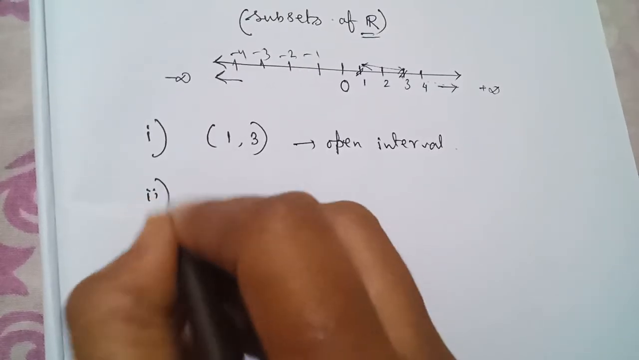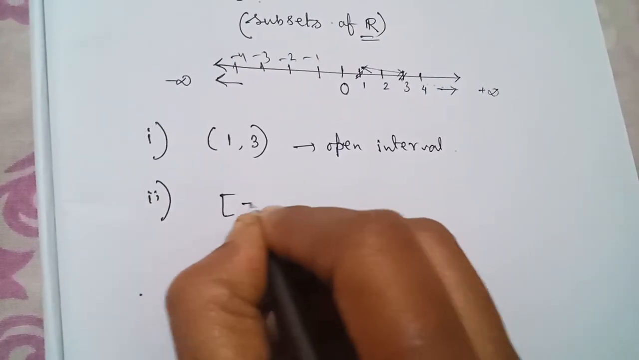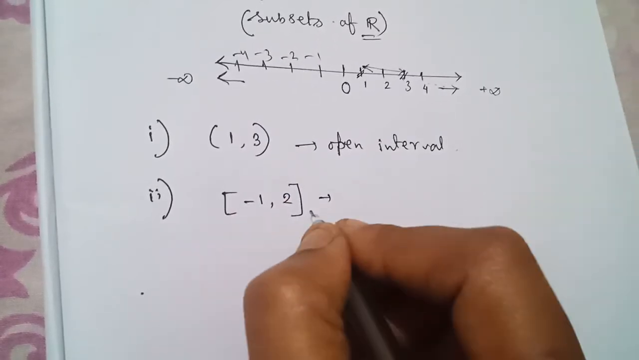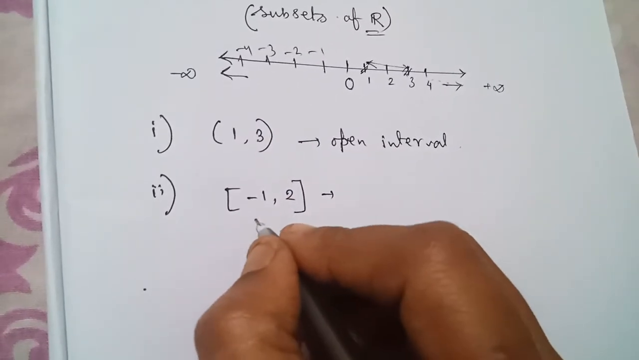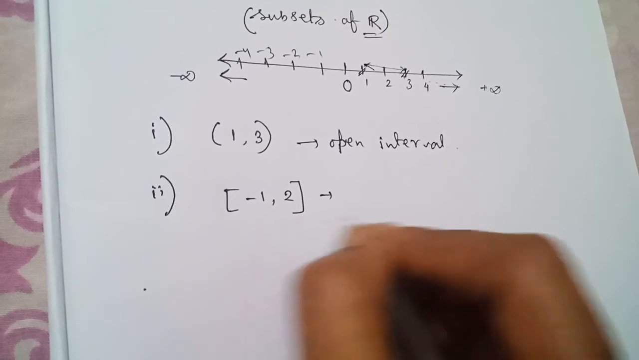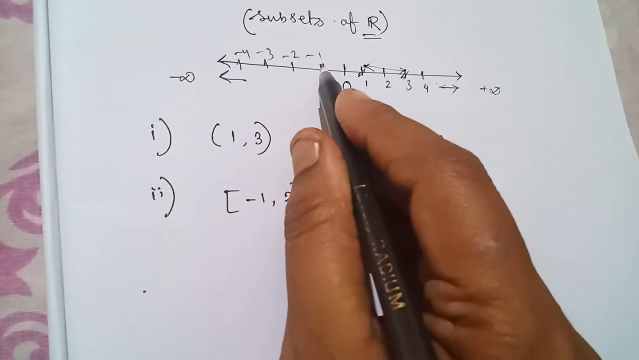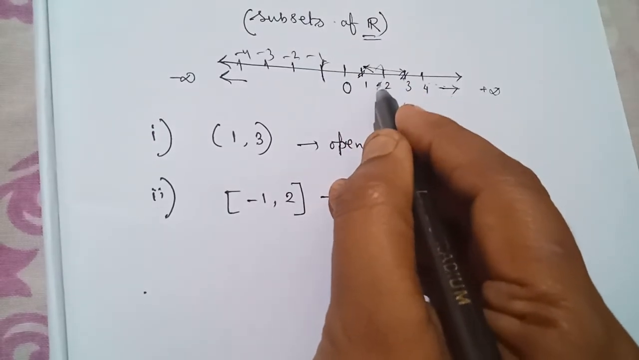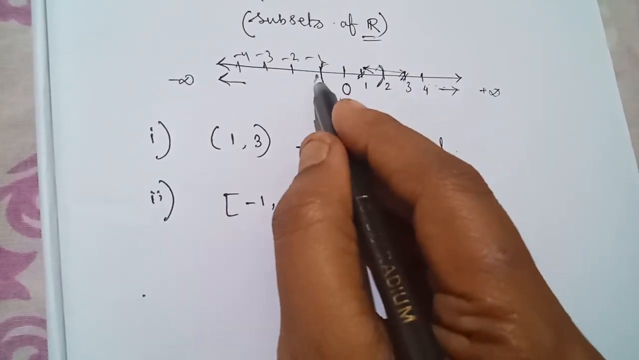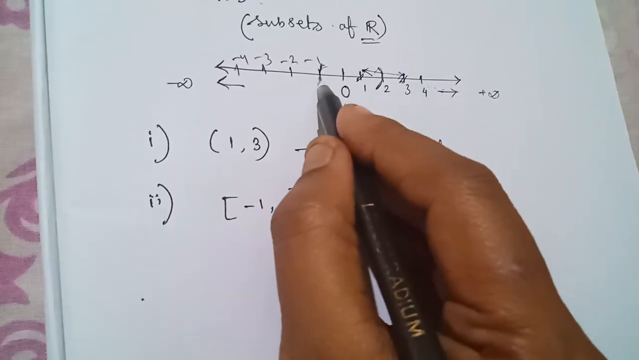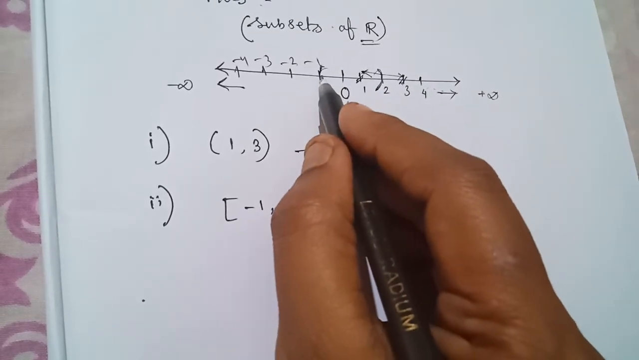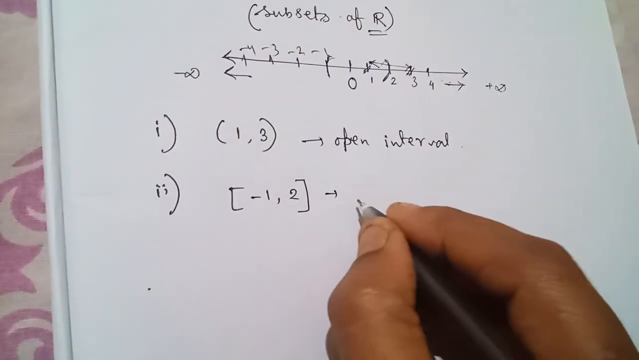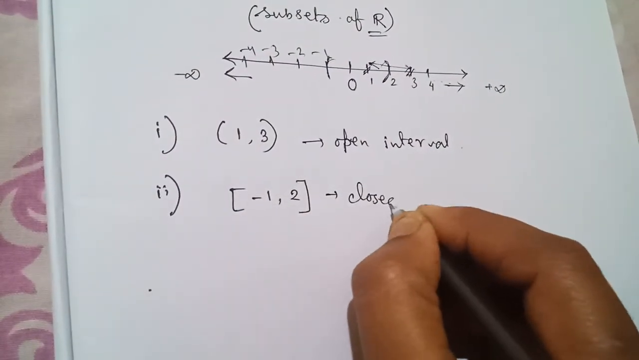Then number 2. Suppose I am writing [-1, 2] in third brackets. It means the set contains all numbers from -1 to 2, including -1 and 2. Means all from -1 to 2. Okay, and this is called a closed interval.